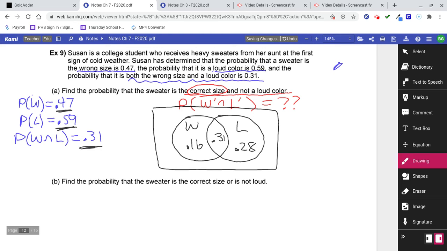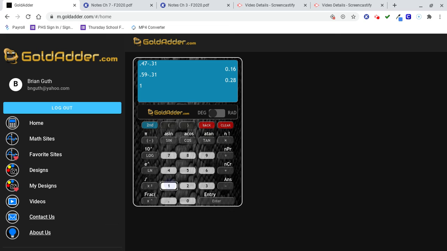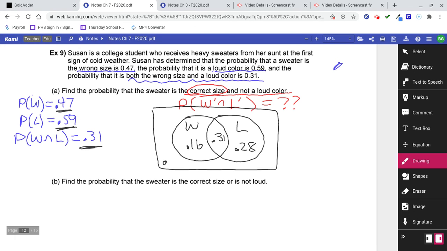Now, I've got 3 of the 4 spaces filled in. The space outside of the circles, I know everything adds up to 1. So what I could do is just subtract all of those numbers, 16, 31, and 28. Subtract those from 1. 0.25 goes outside there. If I can get all that labeled, I should be able to answer anything that they ask me.